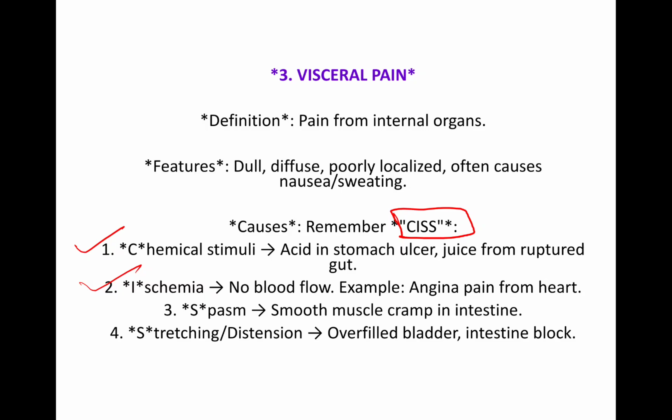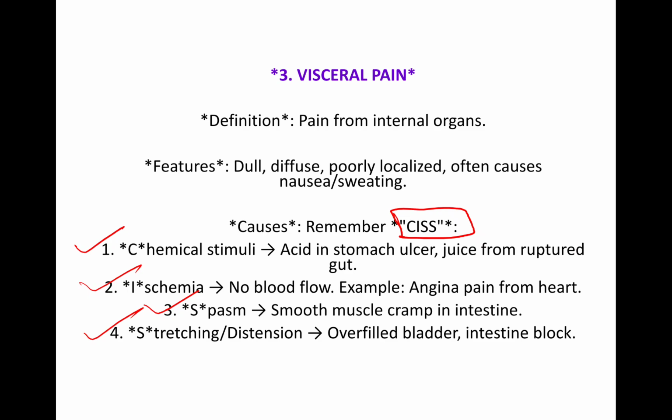The same way. Now, spasm. Spasm is nothing but your smooth muscles cramping in the intestine. The cramping pain, right? That is the example, okay? Next is stretching or distension. An overfilled bladder is a condition, and an intestine block. When there is an intestine block, you can also see distension, due to which you have visceral pain.